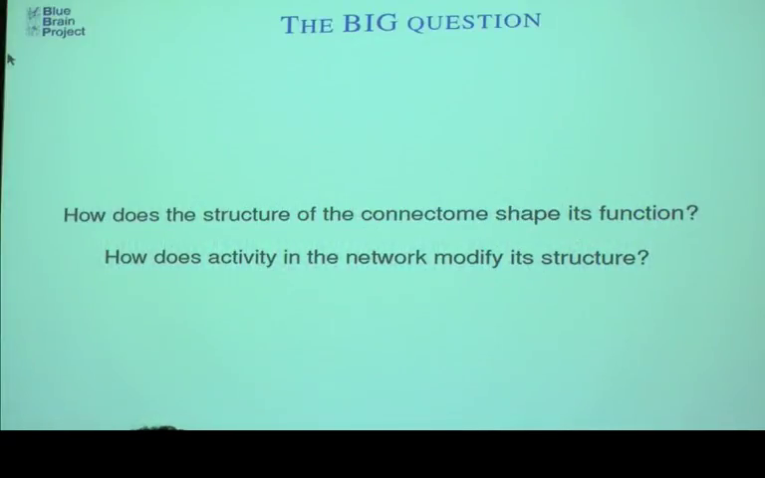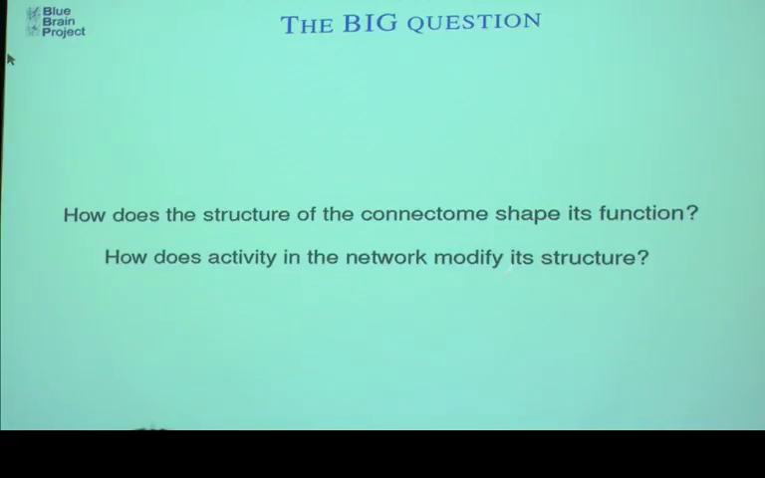So just as a reminder, the big question for the neuroscientists is really this. How does the structure of the connectome, and here I can mean the connectome on the level of neurons or the connectome on the level of brain regions, how does it shape its function? Because it's one thing to say, okay, I have a beautiful picture of the architecture of the brain, but I'd really like to understand how it works. That's the point, after all.